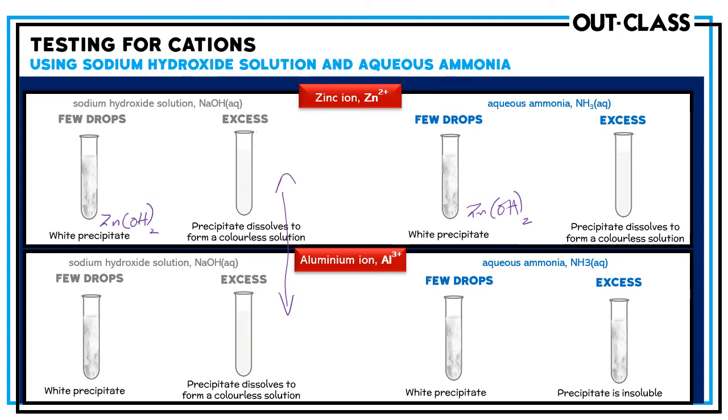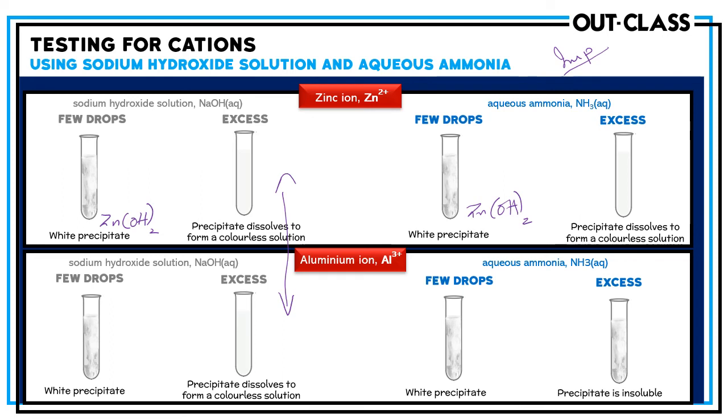So this is how we differentiate between zinc ion and the aluminium ion through the aqueous ammonia test. Remember, this is very important because with the sodium hydroxide test you cannot differentiate between zinc and aluminium. Only the white precipitate of zinc is soluble in both sodium hydroxide and aqueous ammonia. Aluminium precipitate is soluble in sodium hydroxide, but it is insoluble in aqueous ammonia. Remember this.